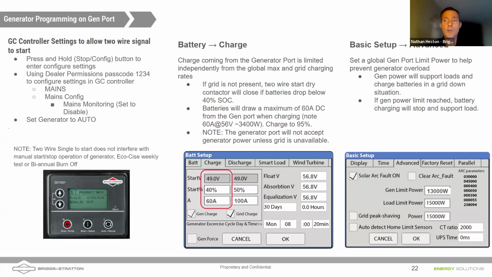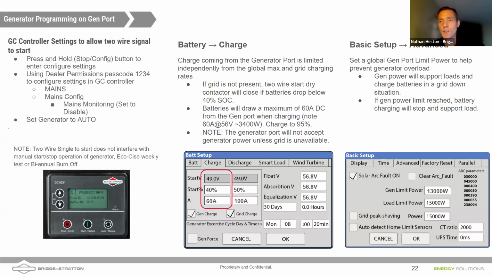If you need to test your two-wire signal to start and you've just finished your installation, check that Gen Force button and then click OK. That'll allow you to start up the generator, test to make sure the batteries are charging, etc. And then if you uncheck that box and click OK again, OK is save on the Solarc menu, then it'll turn off that generator.